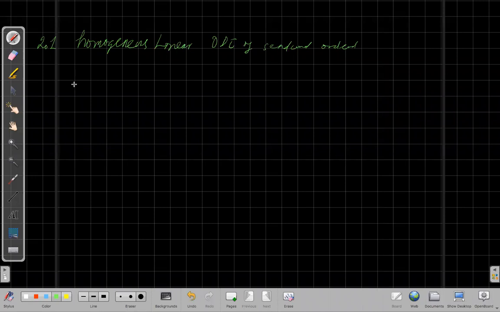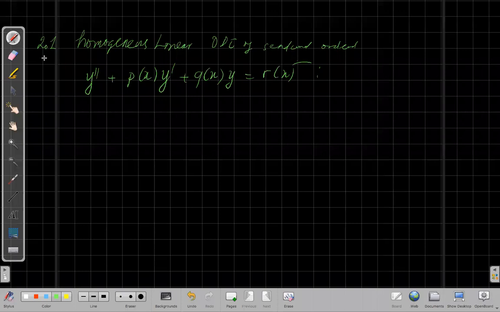So the second order equation is an equation in which we can find the second derivative of the unknown function. Specifically, we have y double prime equal to p(x) y prime, this is the coefficient, plus q(x) y equal to r(x). This is the right side, so any function can be written in the form of this equation.